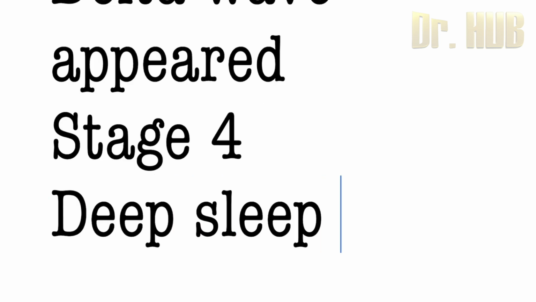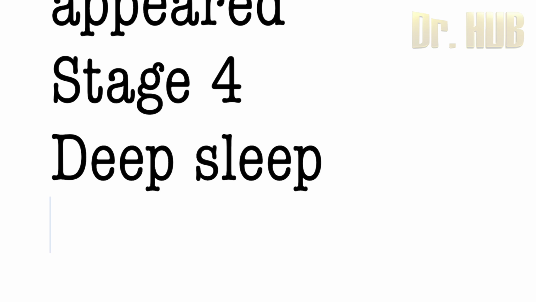Now moving on to stage 4. What happens in stage 4? Stage 4 is where you have deep sleep, and the EEG has a predominance of the delta wave.